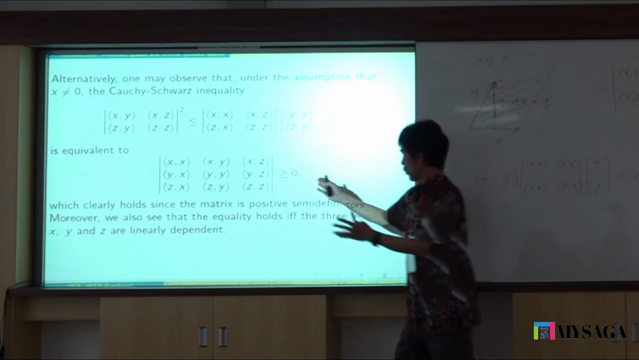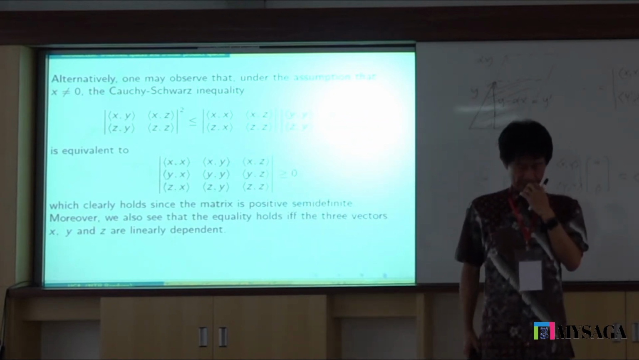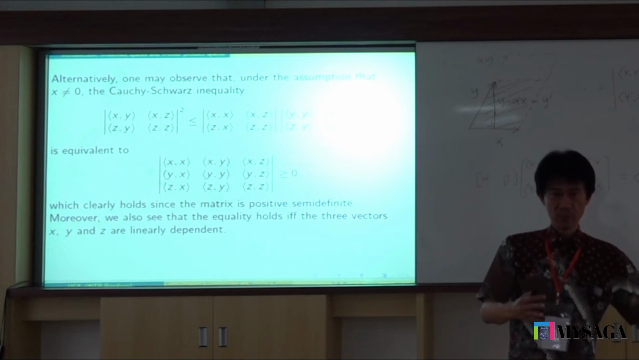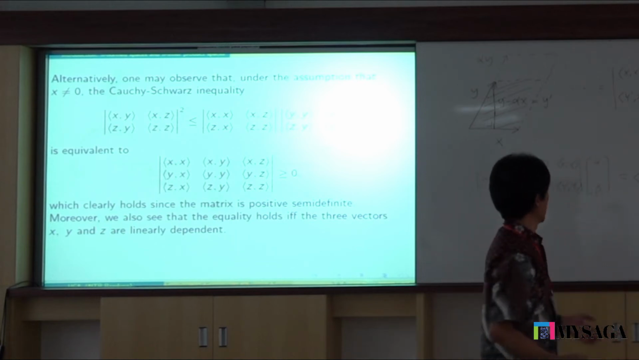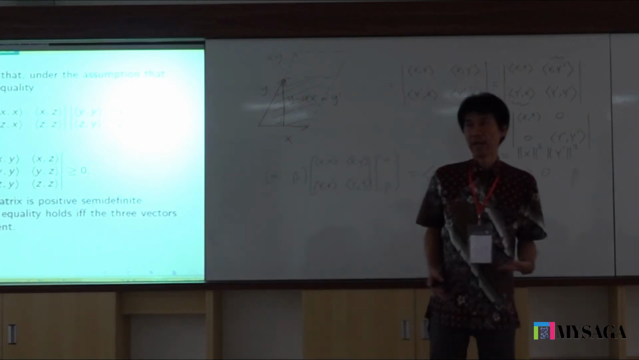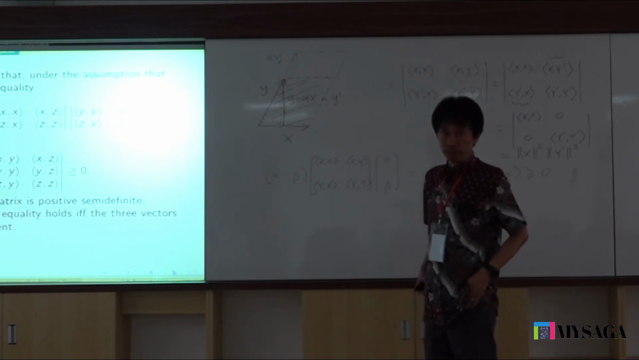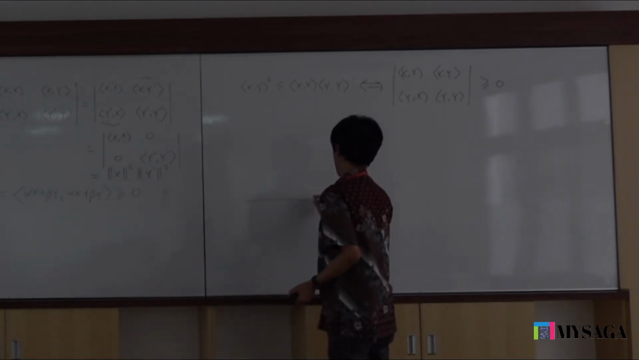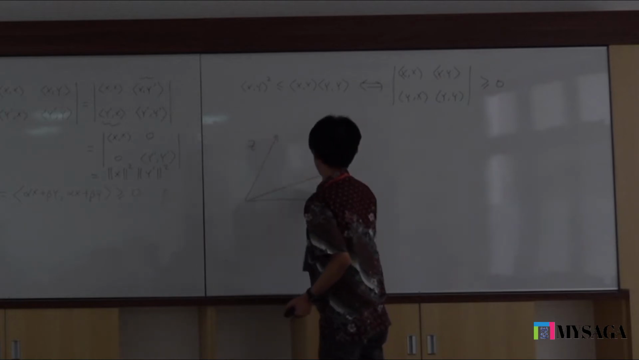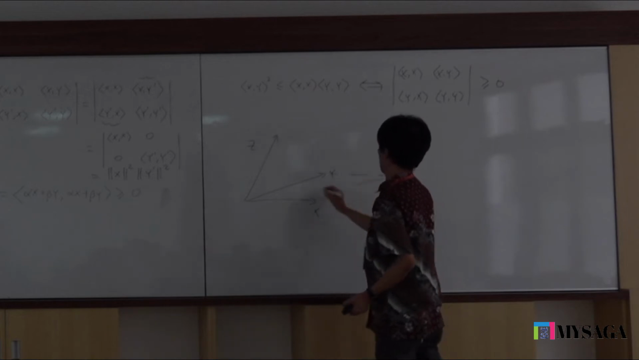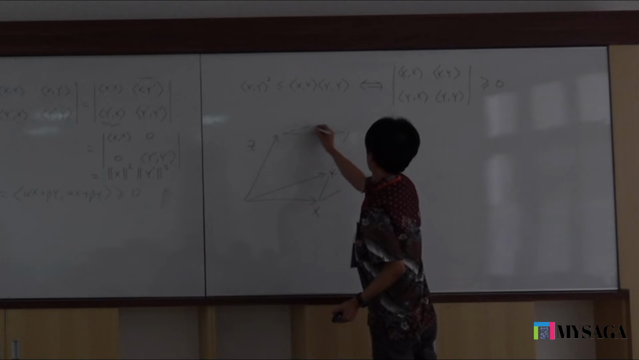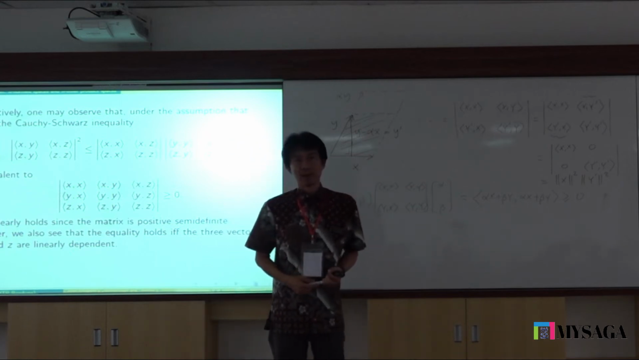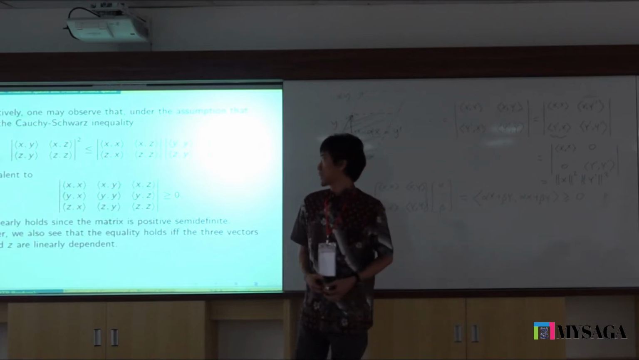Okay? So now we have a determinant of a 3 by 3 matrix. And again, we use the geometric interpretation. What is it? Well, if the determinant of the 2 by 2 matrix is area, then this must be volume. Volume of what? Volume of the parallelepiped spanned by x, y, and z. So imagine this. The volume of a 3-dimensional parallelepiped. Okay? Of course, it's non-negative.